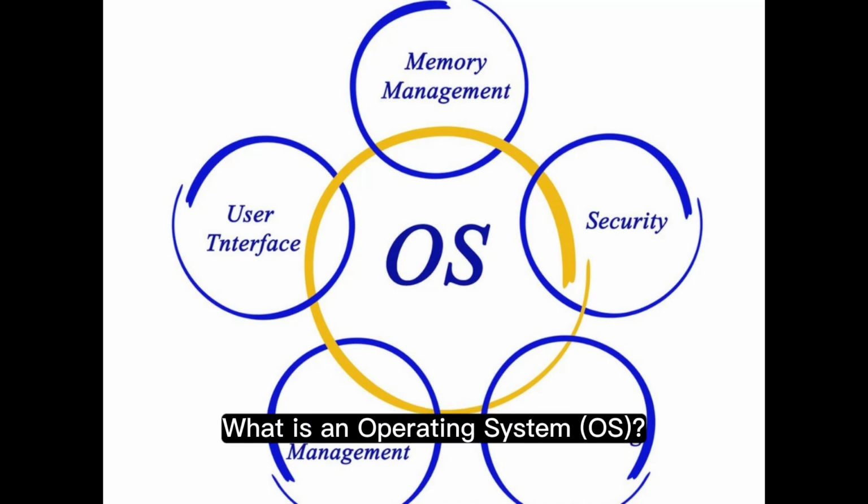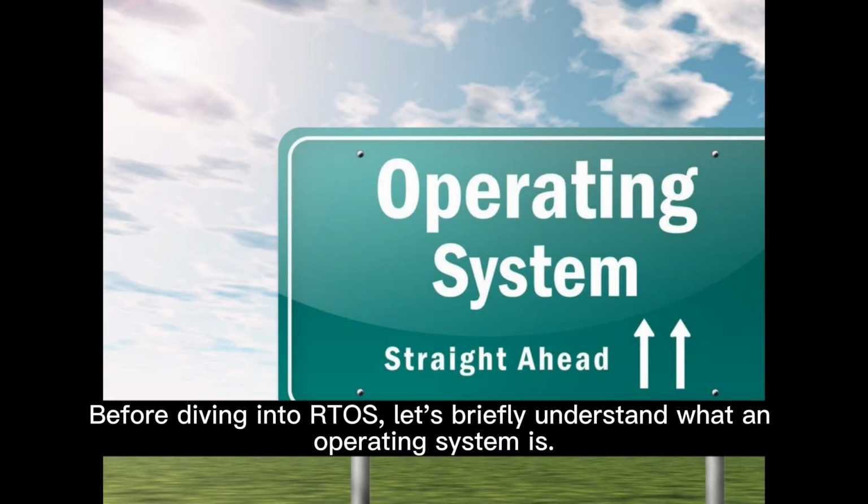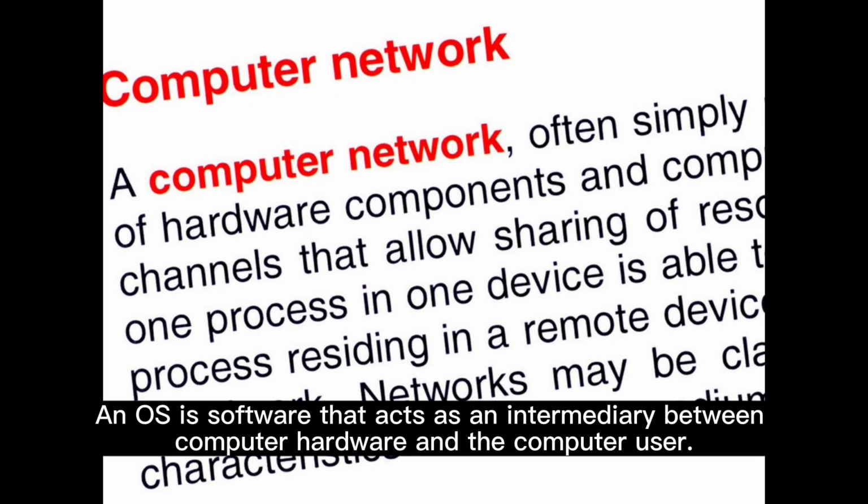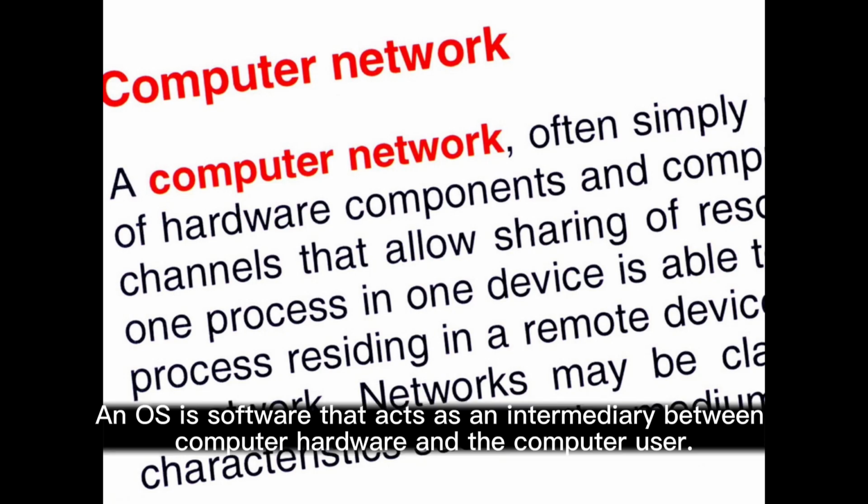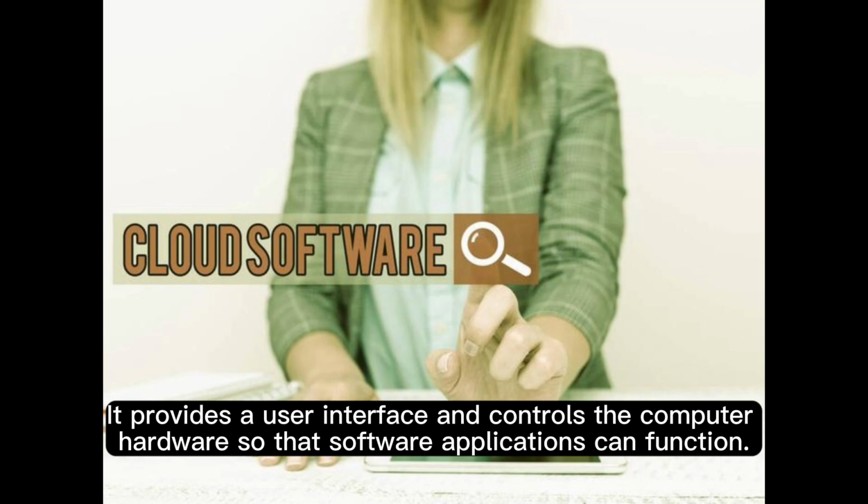What is an operating system, OS? Before diving into RTOS, let's briefly understand what an operating system is. An OS is software that acts as an intermediary between computer hardware and the computer user. It provides a user interface and controls the computer hardware so that software applications can function.